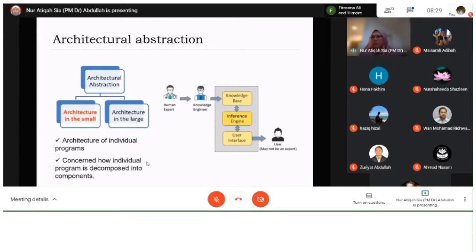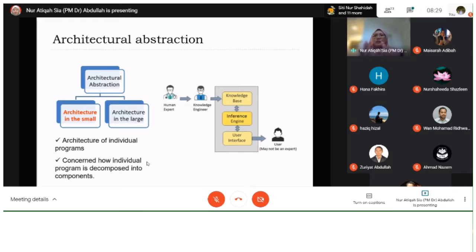You need to have an inference engine. And then you need to create a user interface to deal with the user. Okay, deal with the user. So these are the components that should be included in an expert system. If you create an expert system without any inference engine, is it considered an expert system? No, it's not called an expert system because you do not comply with the components that should be included in an expert system.